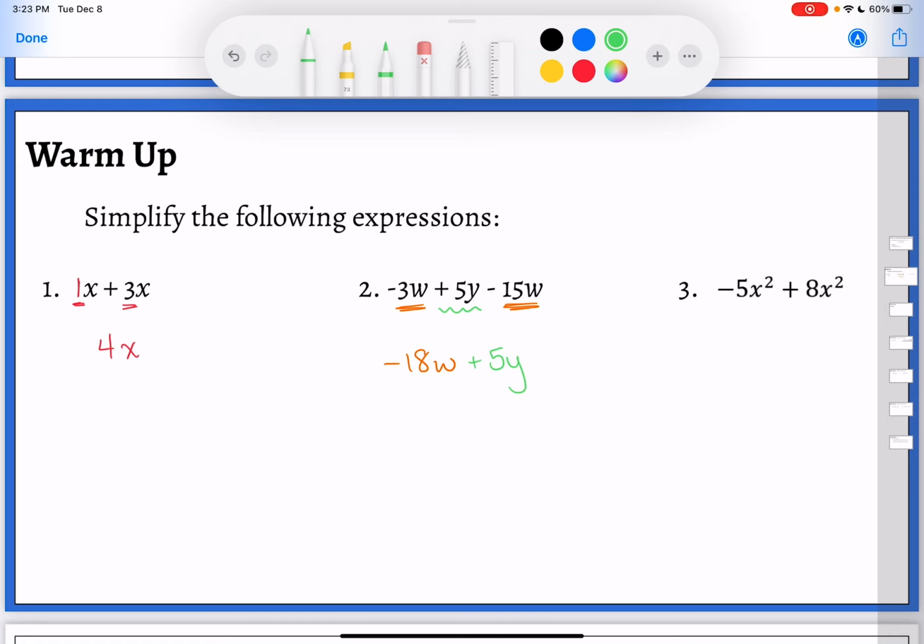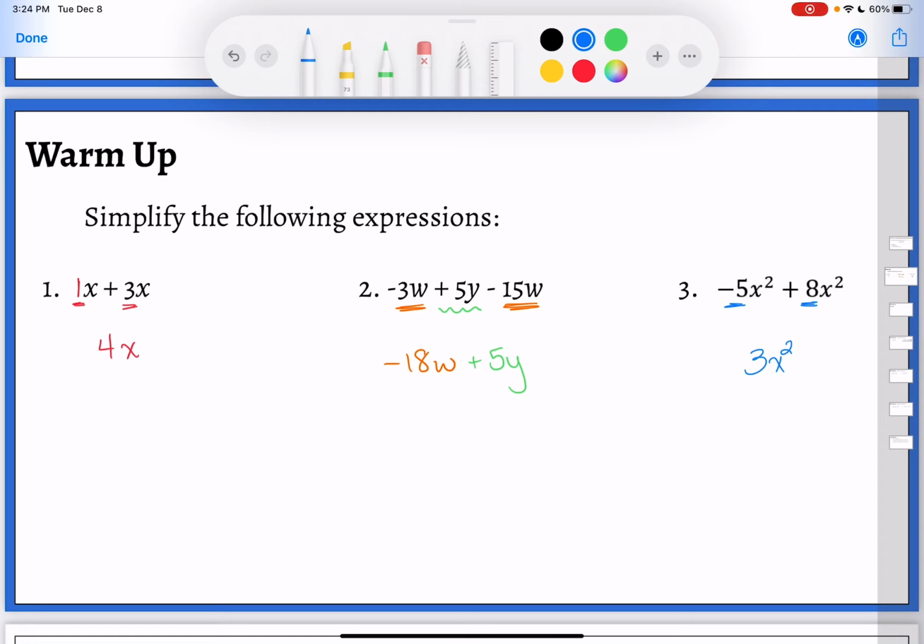All right, third one then, I have negative 5x squared plus 8x squared. And those are also like terms, right? They're both an x squared, so I can combine them. So what I'm going to do is just combine my coefficients. So negative 5 plus 8 gives me positive 3x squared. Remember, again, the variable doesn't change. It's only the coefficients that you're combining when we combine our like terms.